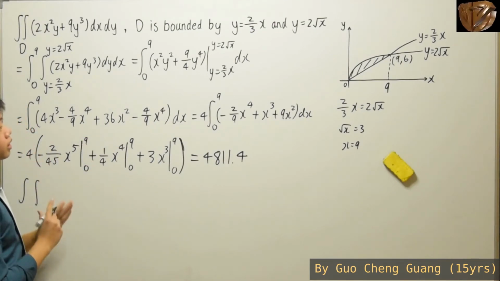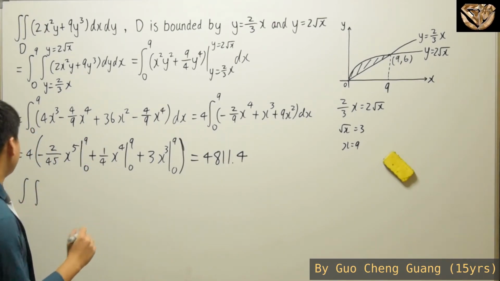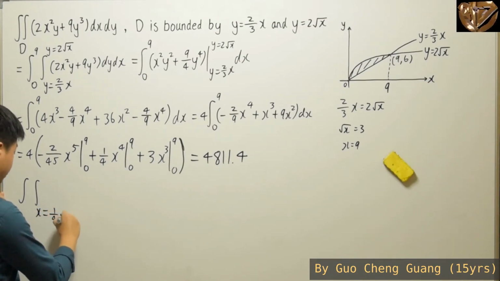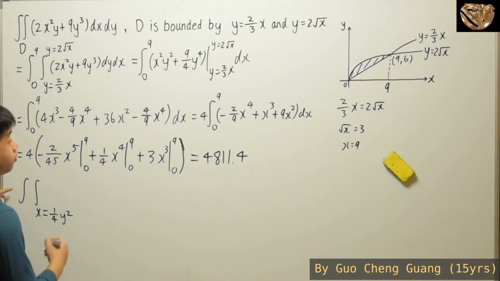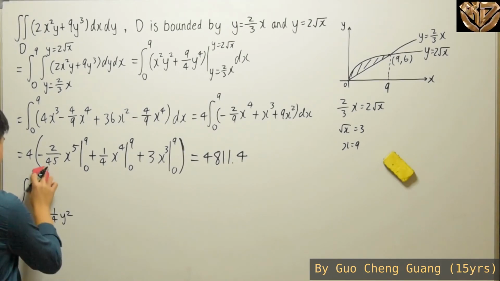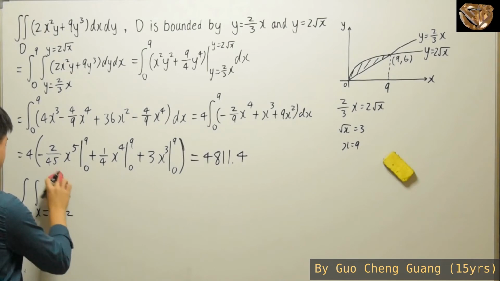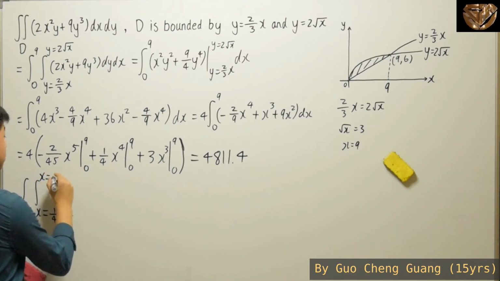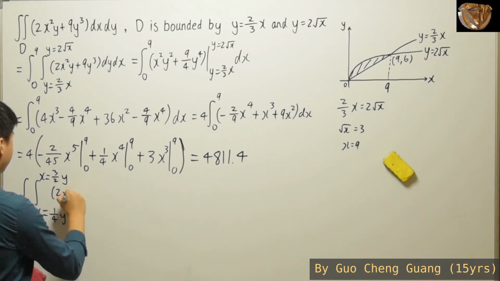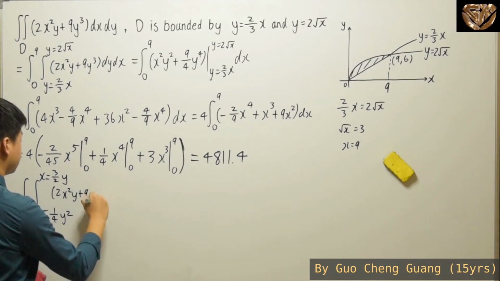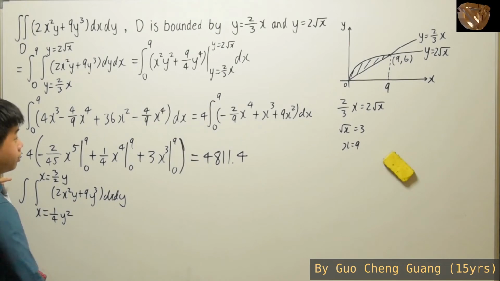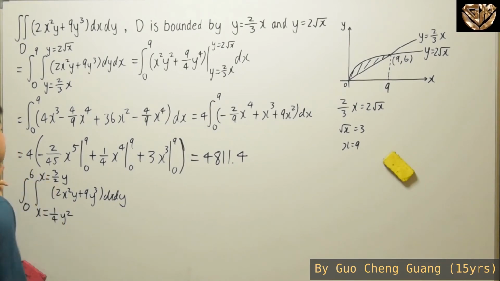So the curve, although it is y is equal to 2 square root x, this time will be x is equal to 1 over 4 y squared. And then all the way to 3 over 2. Let me just write this a little more separate. So x is equal to 3 over 2 y. Alright, so then you have all these things inside, dx, dy, and then of course your range for y, which is 0 to 6.